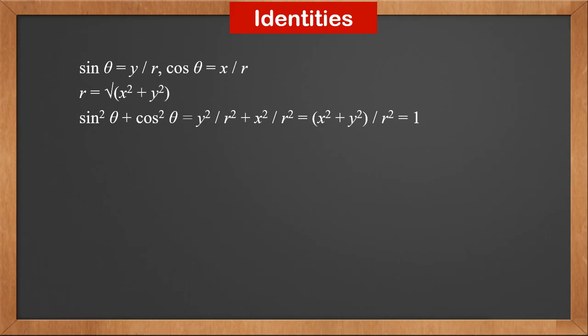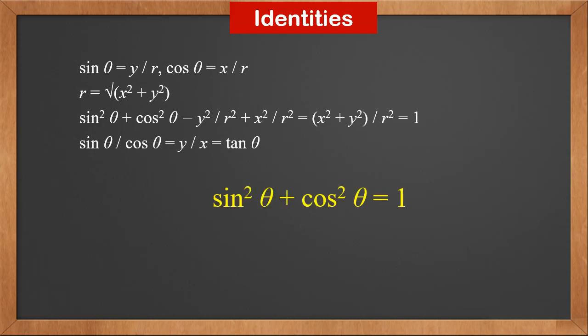This is 1. Sine theta is y over r. Cosine theta is x over r. Sine theta over cosine theta is y over x. It is equal to tangent theta. So we have the two identities. Sine squared theta plus cosine squared theta is 1. Tangent theta is sine theta over cosine theta.